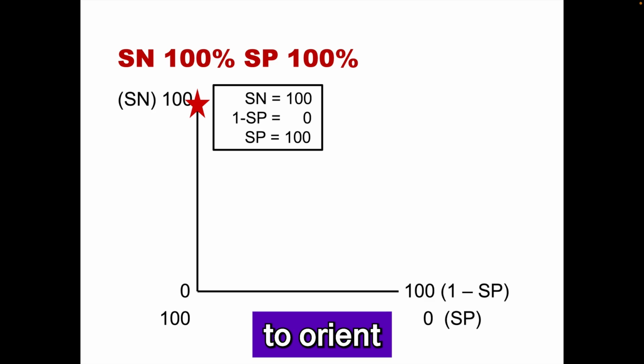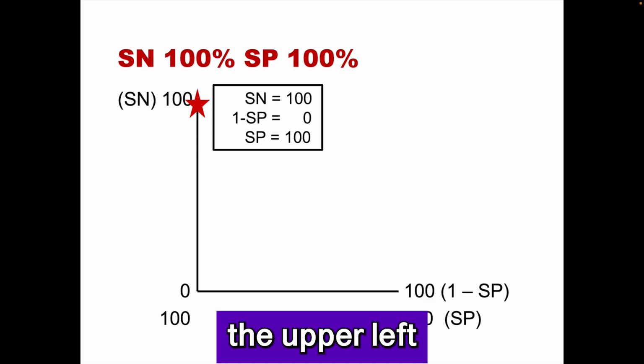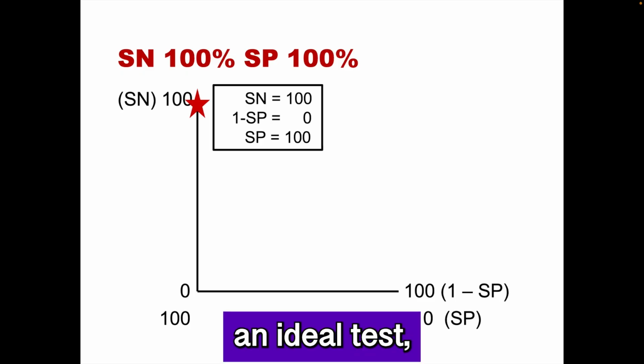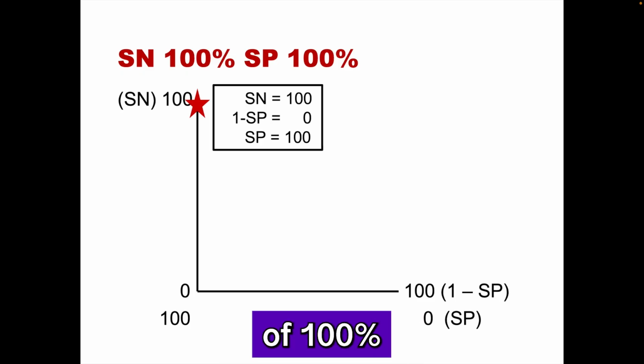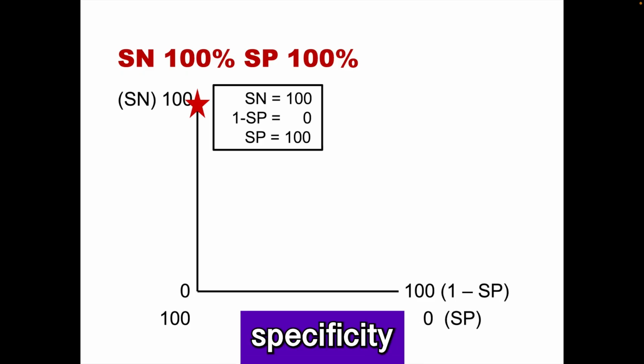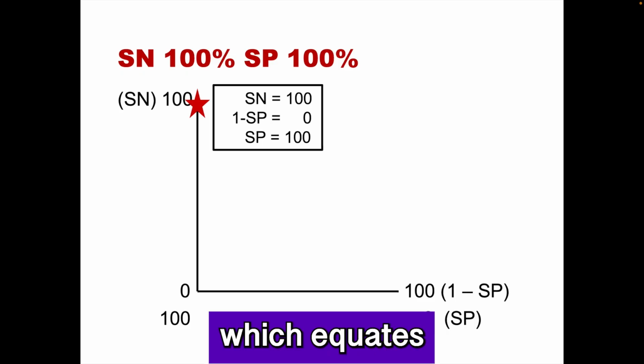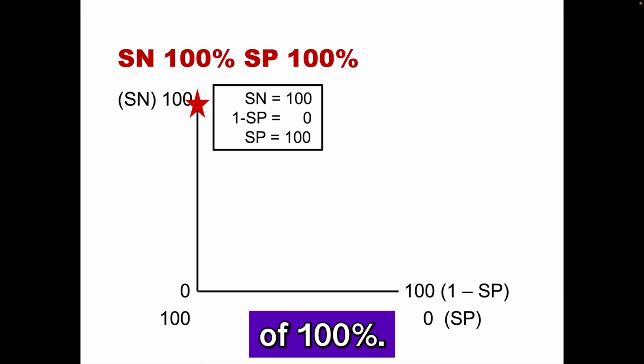It is also helpful to orient yourself to where an ideal test would fall on this graph. The star in the upper left-hand corner represents an ideal test with a sensitivity of 100% and a 1 minus specificity of 0%, which equates to a specificity of 100%.